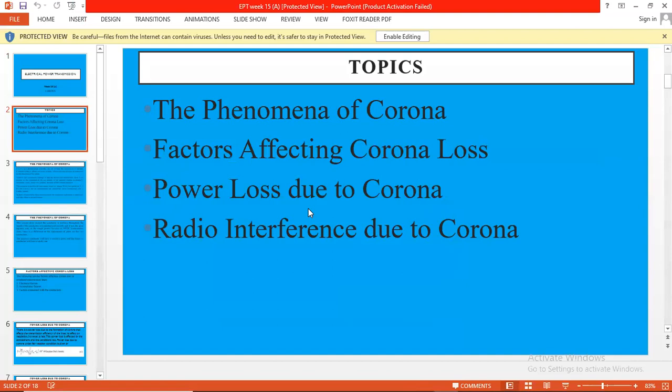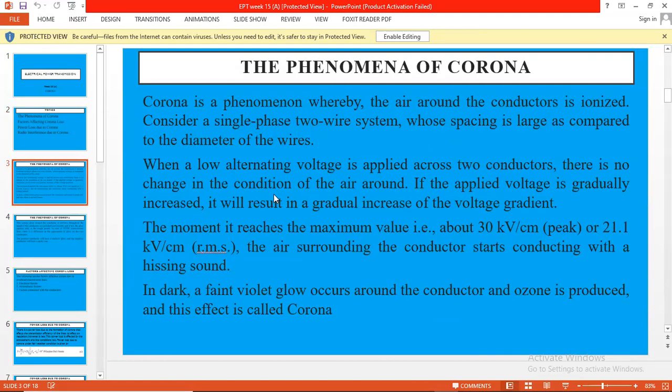So our today's session is on the phenomena of corona in electrical power system of transmission, factors affecting corona loss, power loss due to corona, and radio interference due to corona. So these are the topics related to today's session that we need to discuss. So the phenomena of corona, we start the slide.